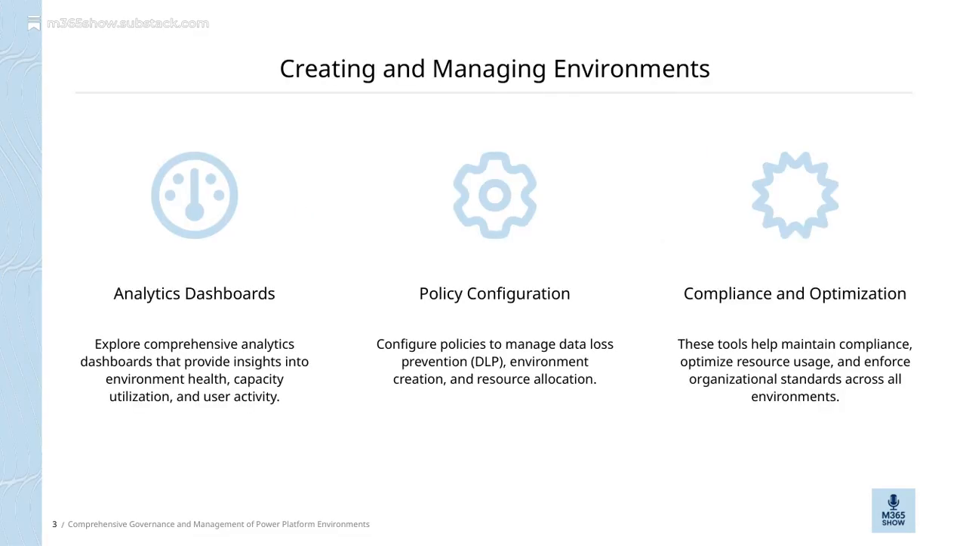Now, let's look at how comprehensive governance and management come into play across Power Platform environments. These tools are essential for helping us maintain compliance, optimize how resources are used, and ensure that organizational standards are consistently enforced everywhere. When we talk about compliance and optimization, we're really focusing on configuring policies that control key aspects like data loss prevention, environment creation, and resource allocation. These policies are crucial because they help us prevent data leaks and make sure resources are allocated efficiently.